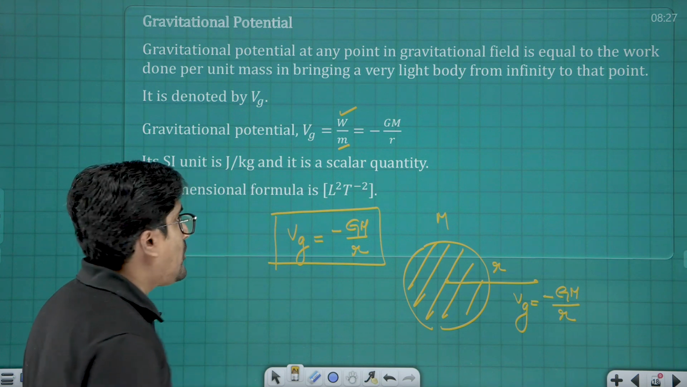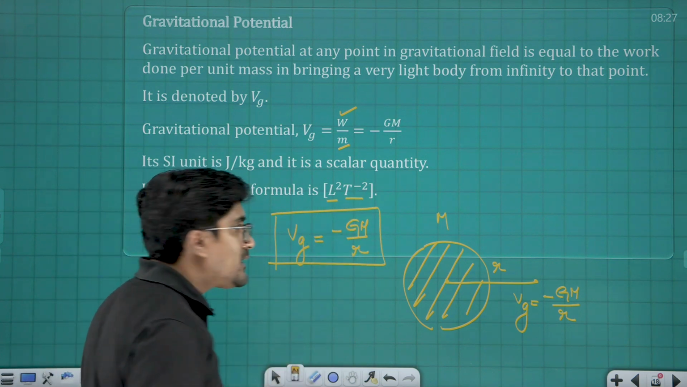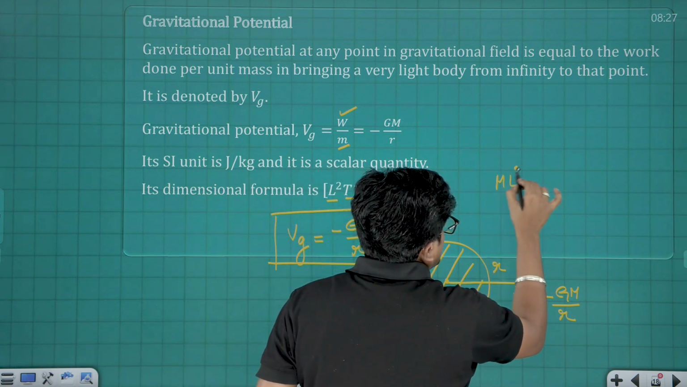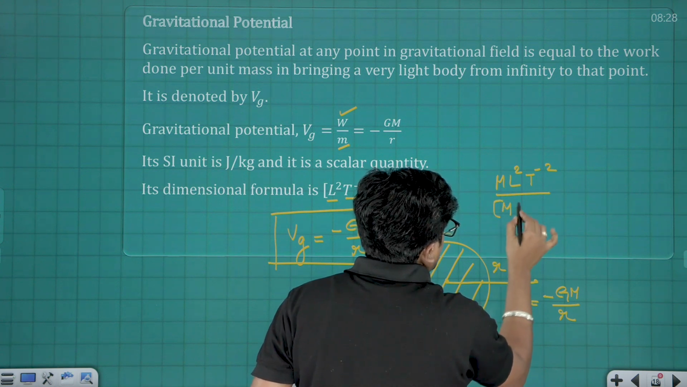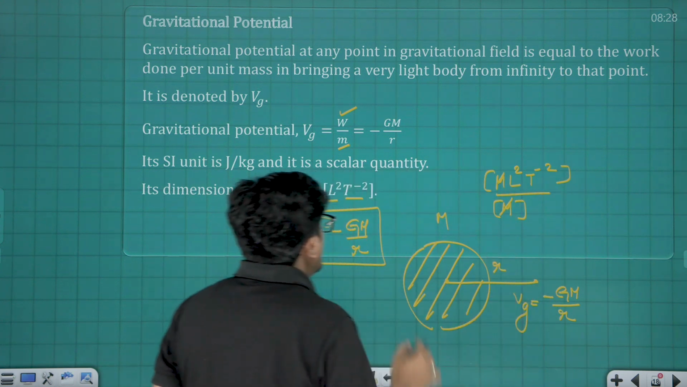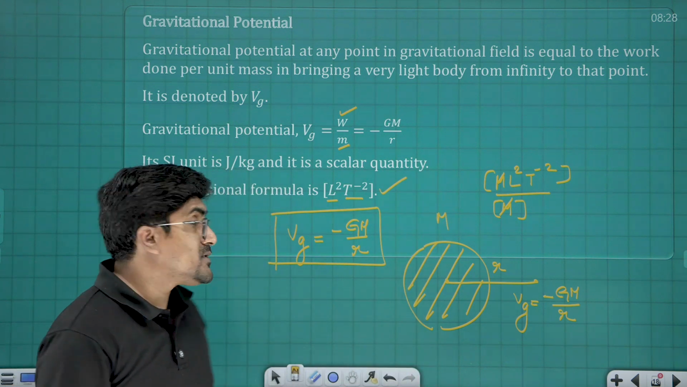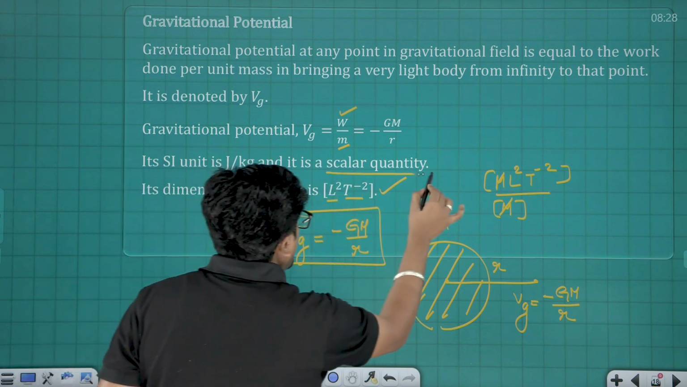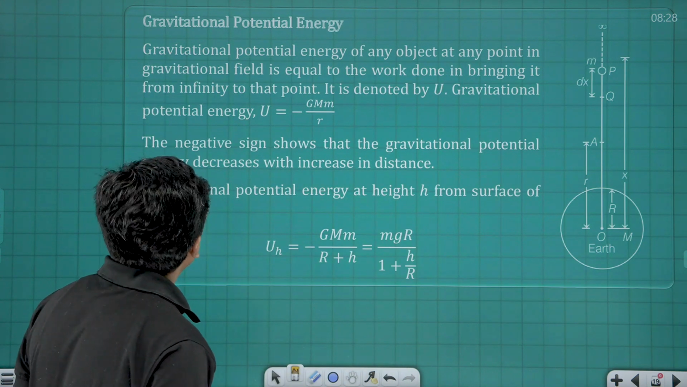All right, dimensional formula is going to be L square T raised to minus 2, because the dimensional formula for work done is M L square T raised to minus 2 upon mass, isn't it? Upon mass it is going to be, so this will cancel each other. So the dimensional formula is going to be what? L square T raised to minus 2, and here it is work upon mass, so definitely it's going to be a scalar quantity.